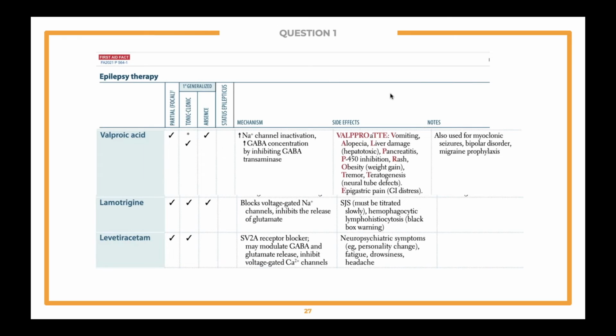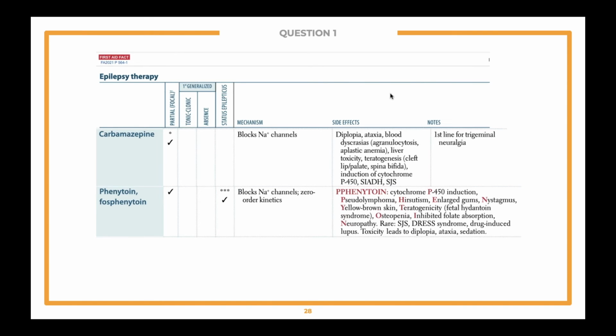Let's go to the next slide real quick. And there are some of the other answer choices. So carbamazepine, you can see there that this is an inducer of CYP450, so a little bit of a CYP450 interaction. It's also potentially hepatotoxic as well. Phenytoin, also an inducer or a player of CYP450, okay? So you also want to be careful with that, okay?